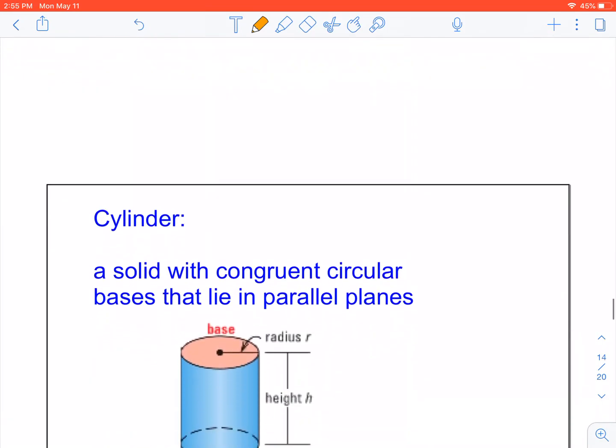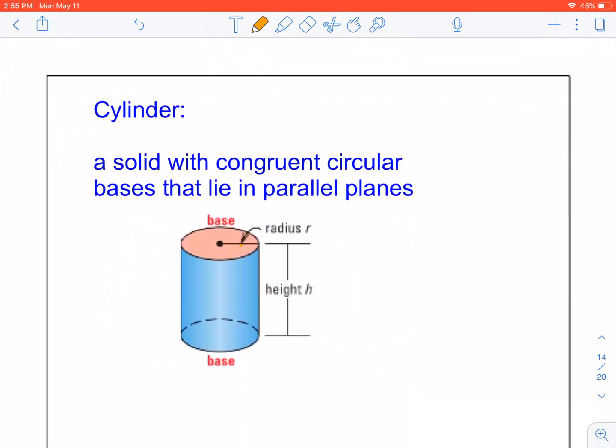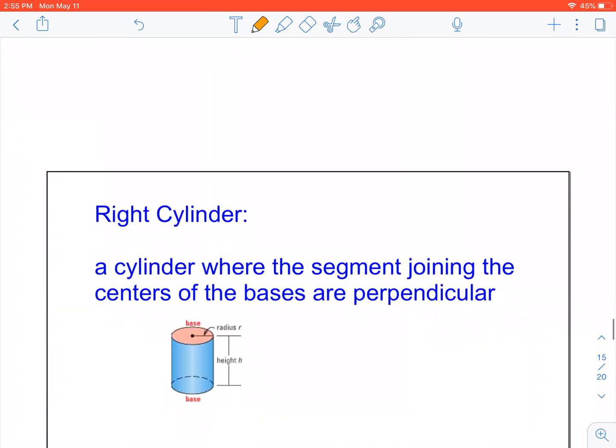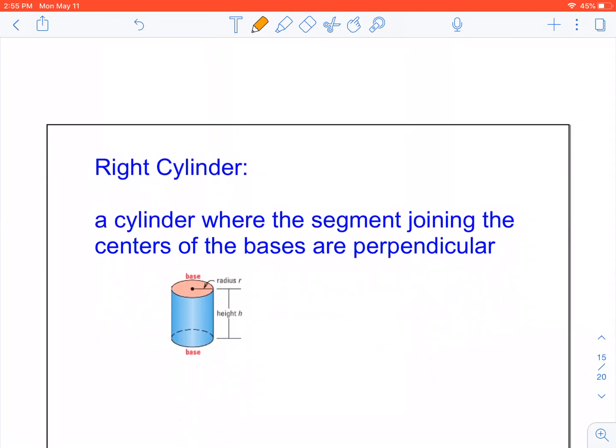We go from the hardest to probably one of the easiest, taking a look at your cylinder. The thing that makes a cylinder different than a prism is the base. A cylinder has a base that is a circle. So it is a solid. It's not a polyhedron because circles are not polygons. It is a solid with congruent circular bases that lie in parallel planes. A right cylinder is where if I join these bases together, I'm perpendicular to them.